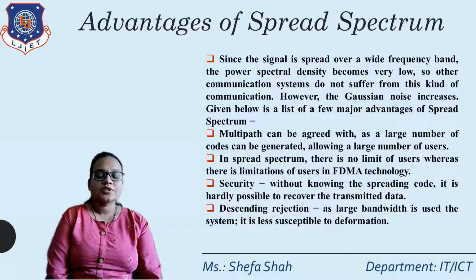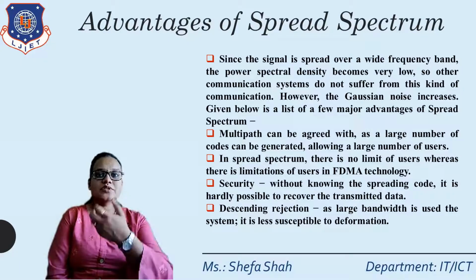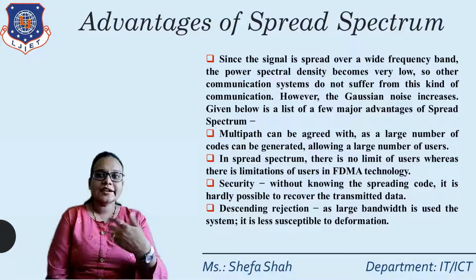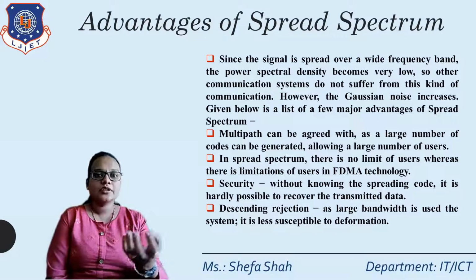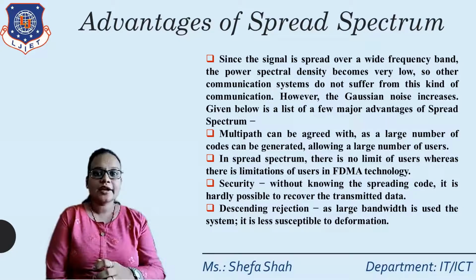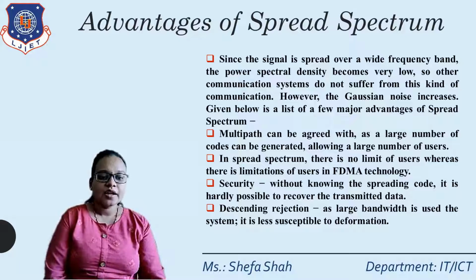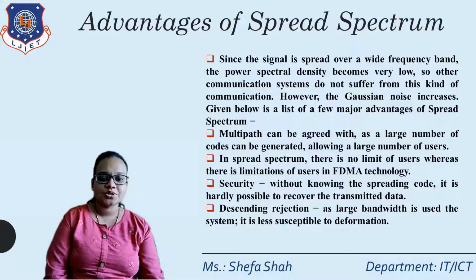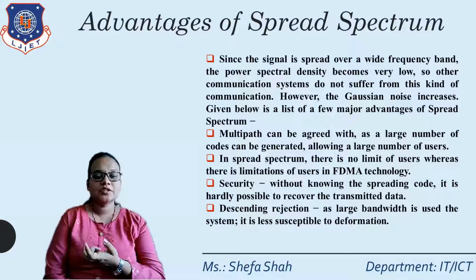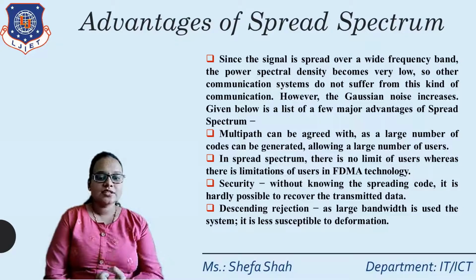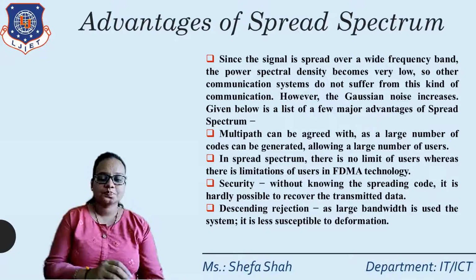Right? Now, security: without knowing the spreading code, it is hardly possible to recover the transmitted data. That means if the PN sequence is not known to the user at the detector side, then the user code will not be decoded at the receiver side. And last, this is jamming rejection. As a large bandwidth is used in the system, it is less susceptible to interference.